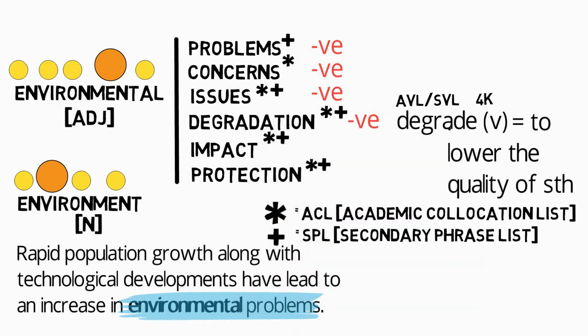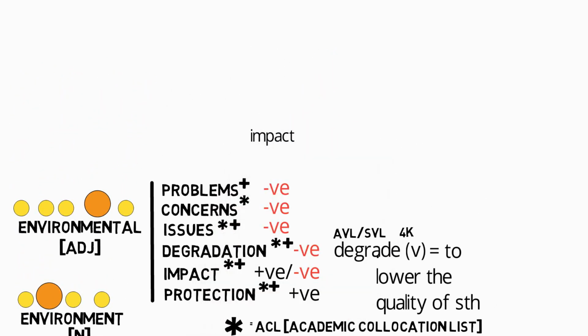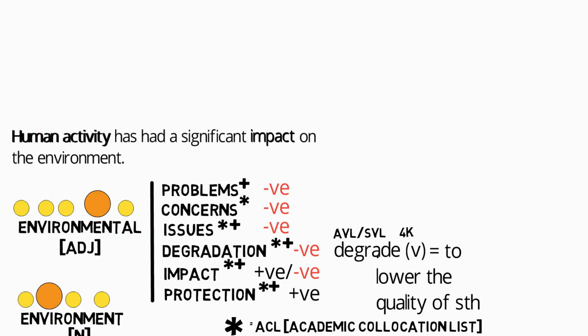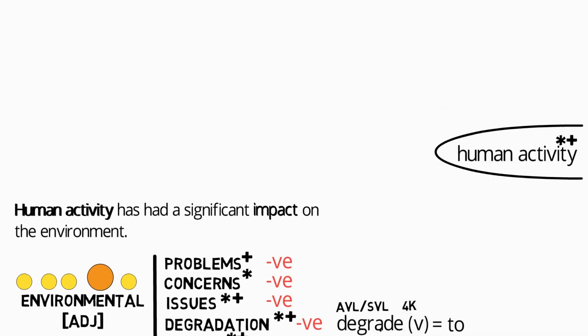So some of these words are negative. Environmental impact could be positive or negative depending on the impact itself, while environmental protection is of course a positive thing. Impact is actually another word that I want us to study today. Let's see it first in an example sentence, along with the phrase human activity. Human activity has had a significant impact on the environment. So human activity relates to the things people do that affect the world around them.